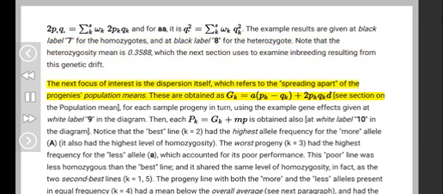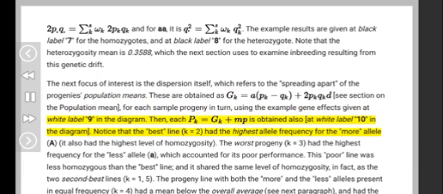The next focus of interest is the dispersion itself, which refers to the spreading apart of the progeny's population means. These are calculated on the population mean for each sample progeny in turn, using the example gene effects given at white label 9 in the diagram. Then, each is obtained also at white label 10 in the diagram.